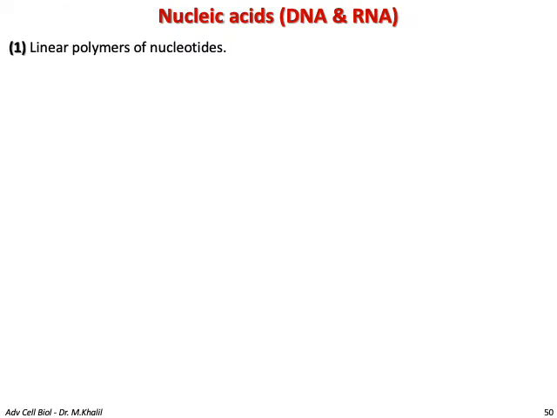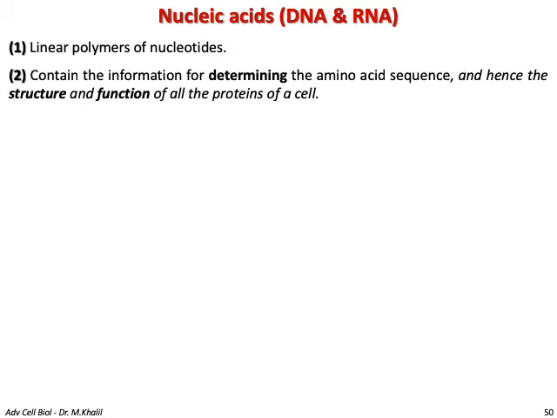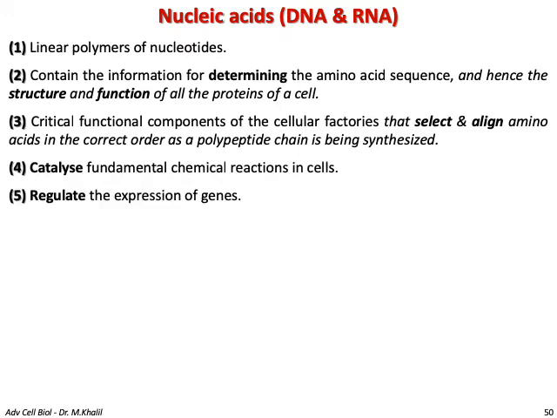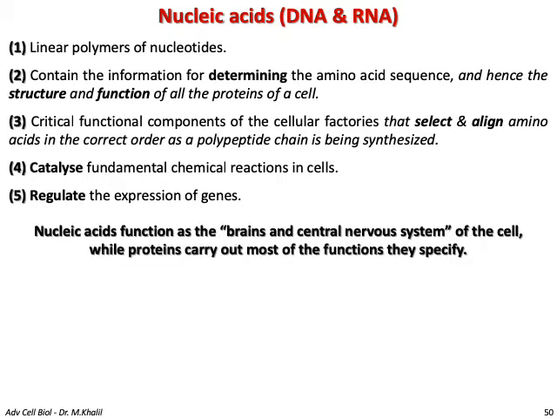We'll go fast on the structure of the nucleic acids, starting with DNA and RNA. Both are linear polymers of nucleotides. They contain the information for the amino acid sequence and hence the structure and function of proteins. They have the critical components to select and align amino acids into the correct order. They catalyze fundamental chemical reactions in cells and regulate the expression of genes. These nucleic acids function as the brain and central nervous system of the cell, while proteins carry out the information and function they specify.